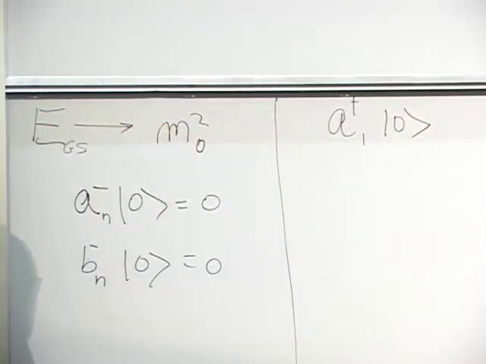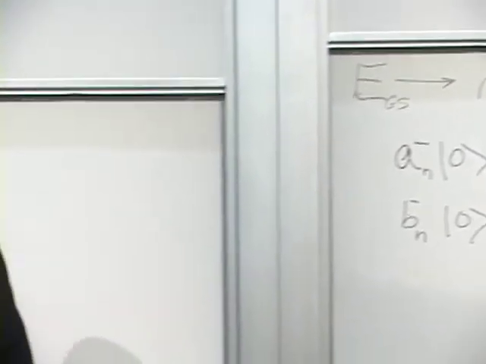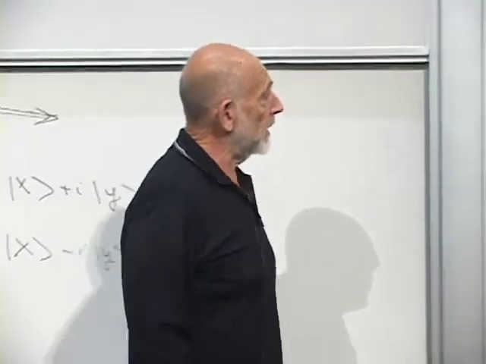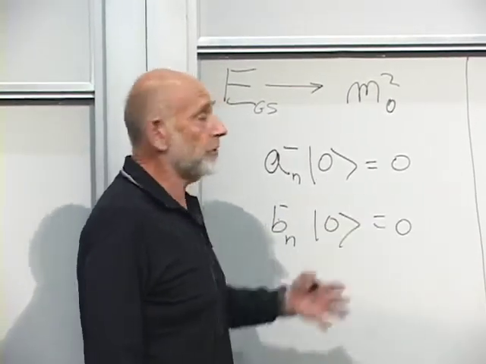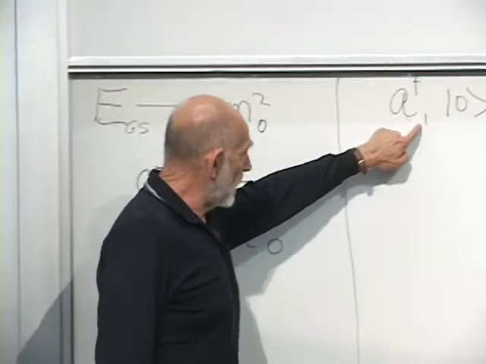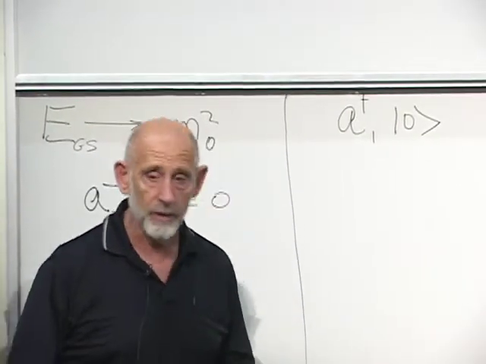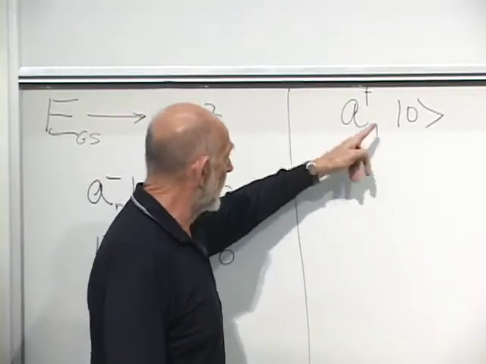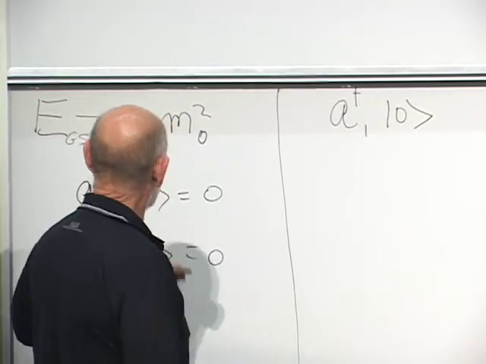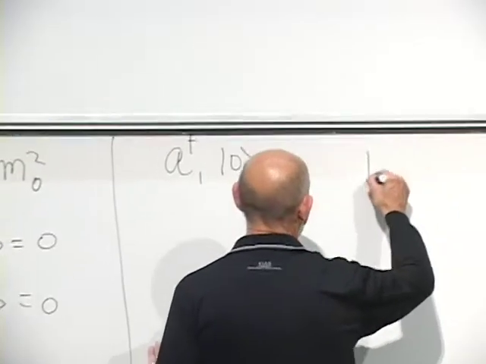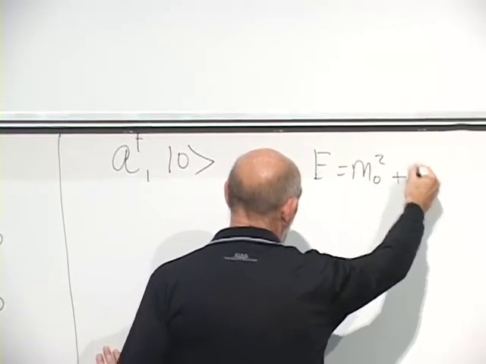What's the energy of that state? Oh, incidentally, what is the energy of that state? We've increased it by 1 unit. This 1 here indicates that the frequency of that particular oscillator is 1 unit. The energy that you add is 1 unit. This has increased the energy of the ground state by 1 unit. So the energy of this state is whatever m0 squared is plus 1.